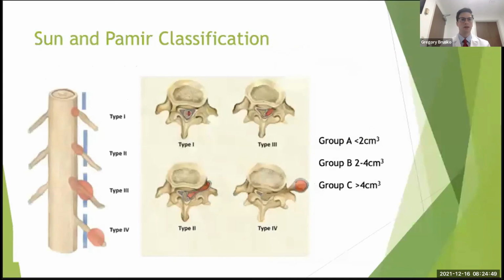A little bit more simplified, the Sun and Pamir classification for schwannomas takes into account not only size, divided into 3 different groups, A, B, and C, but also type as it relates to extension within or outside of the spinal canal. So type 1 is solely within the intradural component within the spinal canal. Type 2 is intradural with some extradural extension into the foramen, but it's still localized within the spinal canal. And then type 3 is a combination of within and outside of the spinal canal. And type 4 solely exists outside of the spinal canal along the nerve root itself.